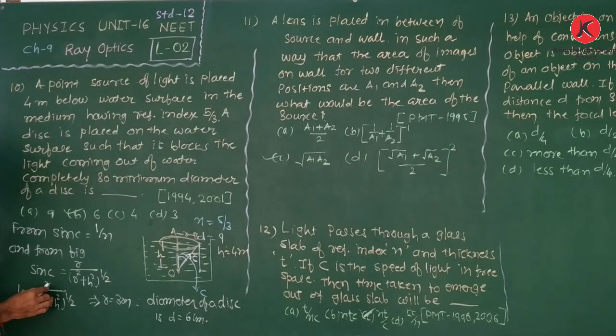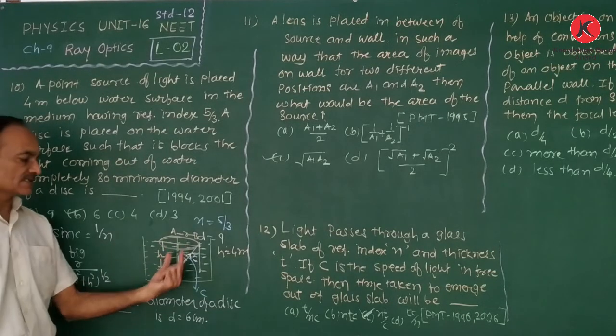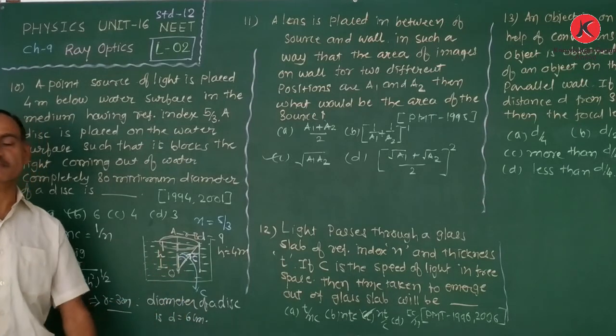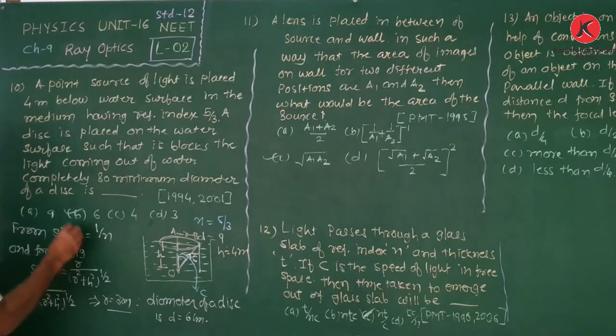Now taking this to the other side, n is equal to (R square plus H square) raised to half over R, squaring both sides, and as we simplify, we obtain R is equal to 3 meter. That is the radius of the disk, therefore the diameter of the disk must be 6 meter. So that is our answer. Clear? So that was on the basis of total internal reflection.